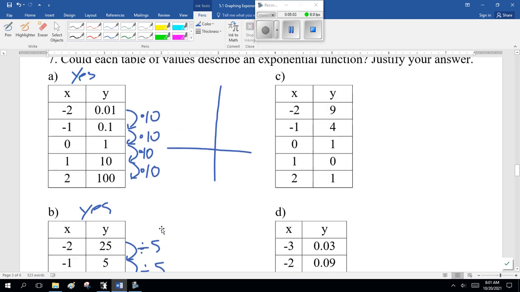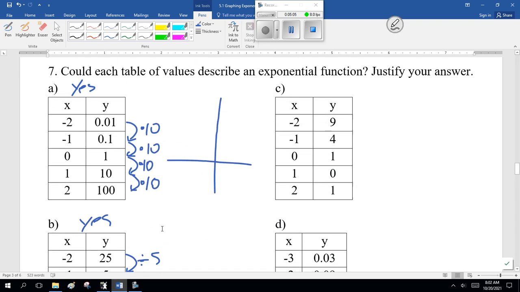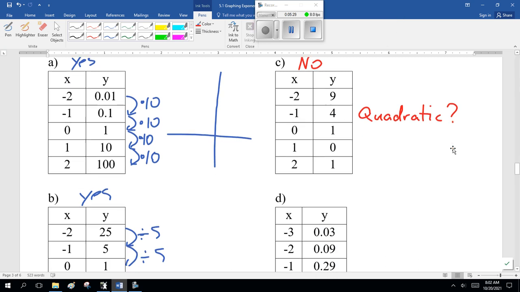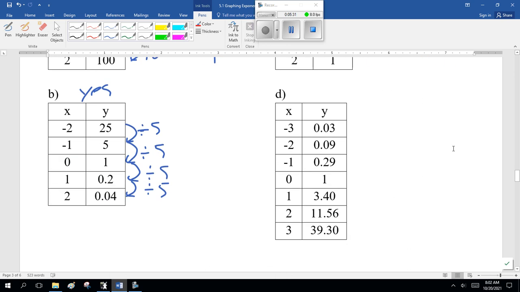Now, the third one is a no. Down, down, down, down, down, up. This is going up, so I'd say it's quadratic. It's not divisible by any constant number, not a multiple of any common number. So that's definitely no. Now, D is the one I want to look at a little bit.